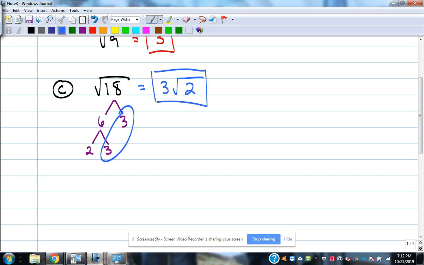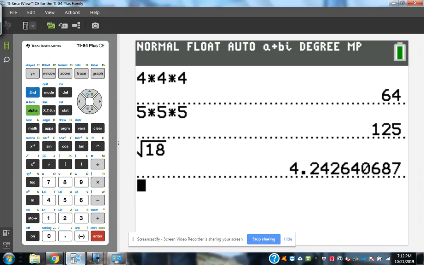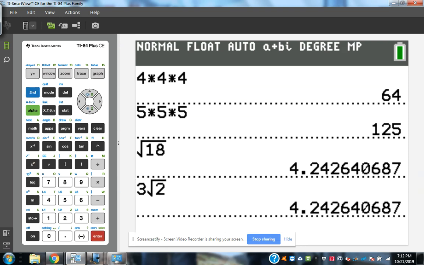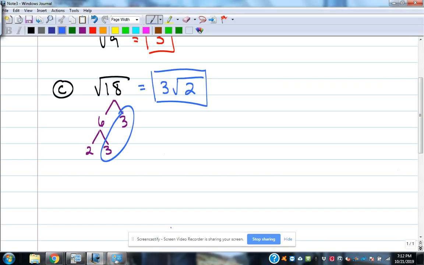3 radical 2. And if I want to verify that with the calculator, I can hit 3 square root of 2, and I'm going to get the exact same decimal as the square root of 18 was. So I'm verifying that that's the right thing there, okay? Any pair that I find, I'm going to bring one representative from that pair outside, okay? One representative from each pair goes to the outside, okay?